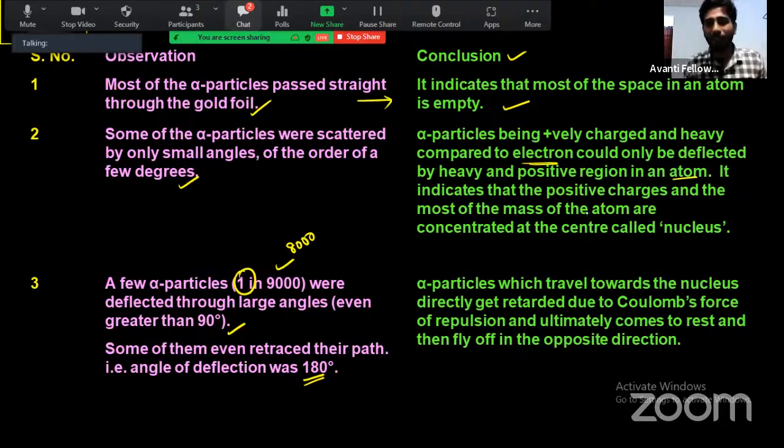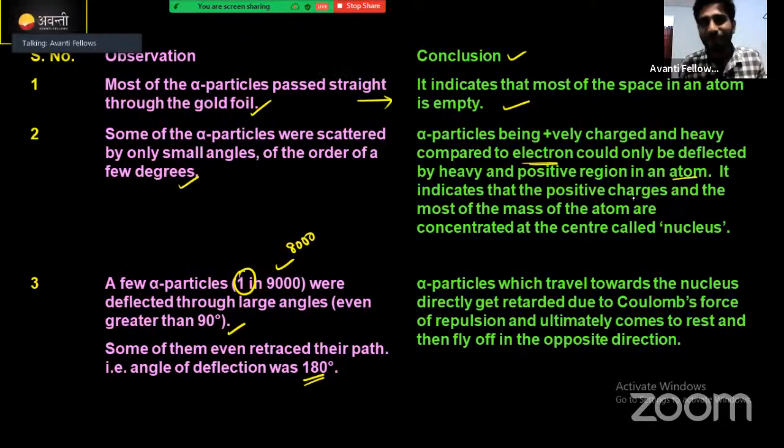Yes, good. It indicates that the positive charge and most of the mass of the atom are concentrated at the center, which is called the nucleus. I told this one also. And alpha particles which travel directly towards the nucleus get retarded due to Coulomb's force of repulsion, ultimately come to rest, and then fly off in the opposite direction. I forgot to tell one thing here, so on the next page I will explain that.